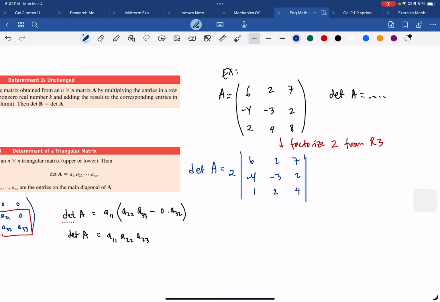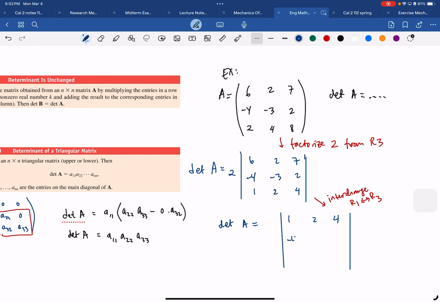Okay, and then I will exchange the rows. So let me write here: interchange R1 and R3. So 1, 2, 4. This is multiplied by 2.